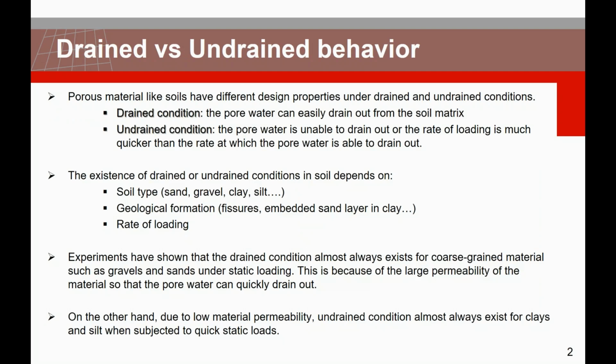As I just mentioned, these embankments are generally made of compacted soil. Soil is a porous material and has different design properties under drained and undrained conditions. Drained condition means that pore water can easily drain out from the soil matrix, whereas in the case of undrained conditions, the pore water is unable to drain out, or the rate of loading is much quicker than the rate at which the pore water is able to drain out.